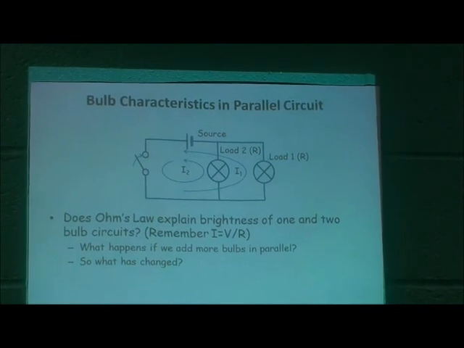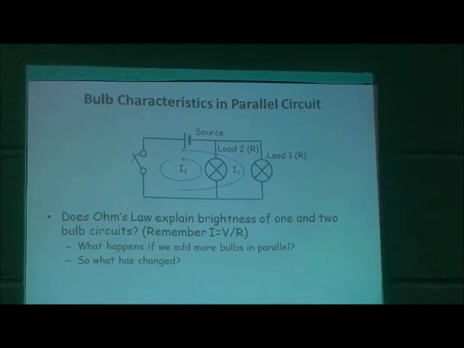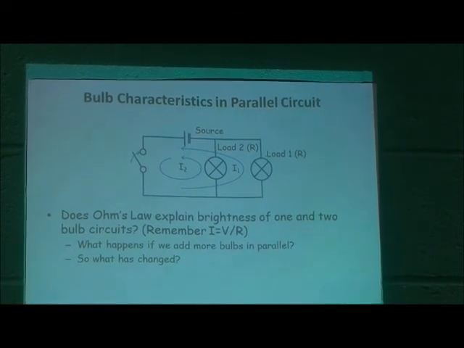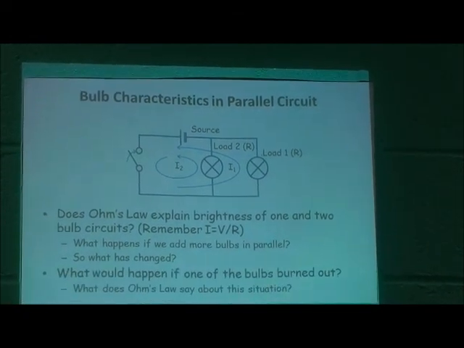The answer turns out to be that this source is being drained a lot faster. It will run out of power a lot faster because it's supporting more loads.